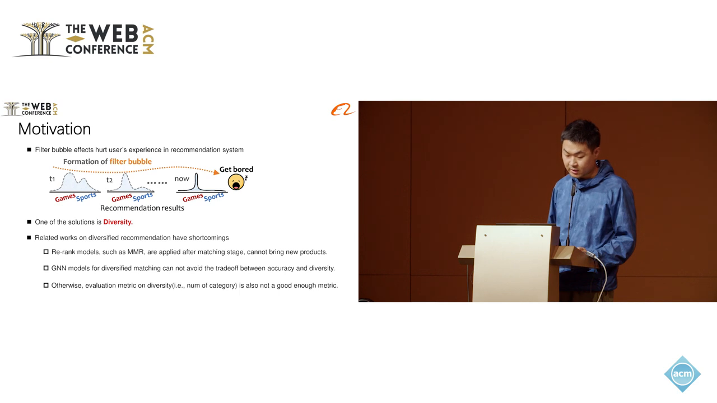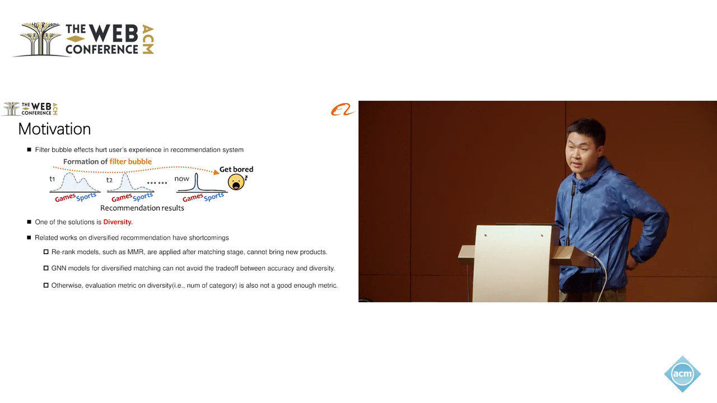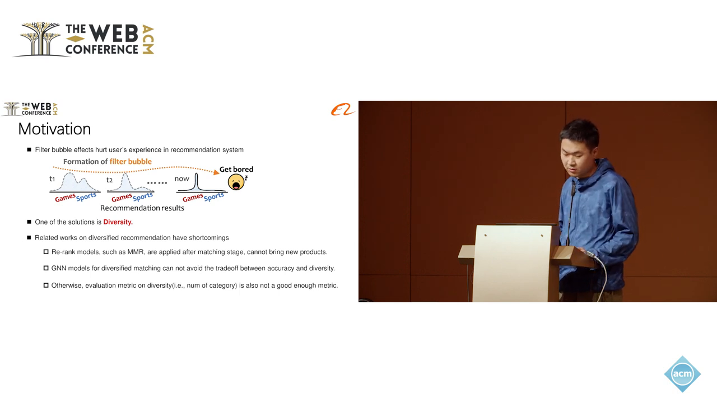Related works on diversity recommendation have some shortcomings, such as re-rank models. MMR is applied after the matching stage, so it can't bring any new products. And GM models for diversity matching cannot avoid the trade-off between accuracy and diversity. Otherwise, the evaluation of diversity, like number of categories, is also not a good enough metric.